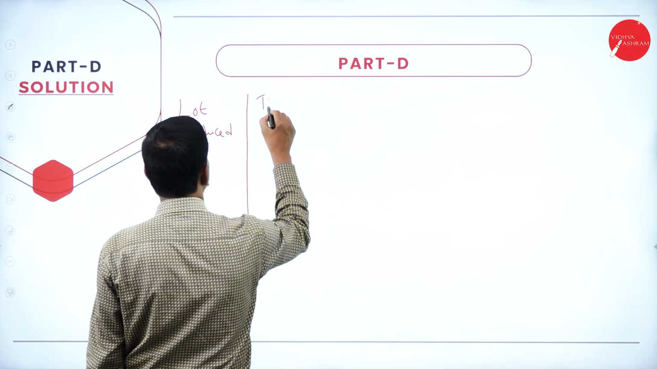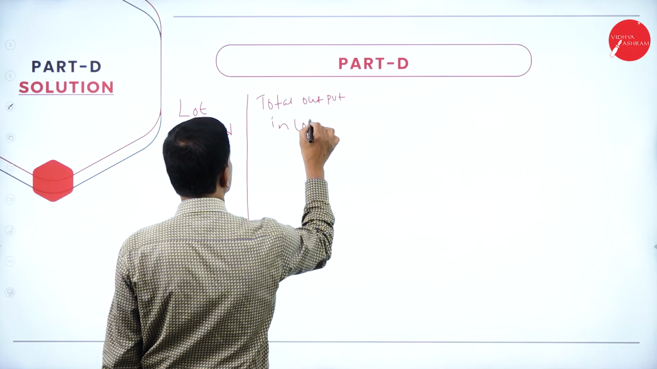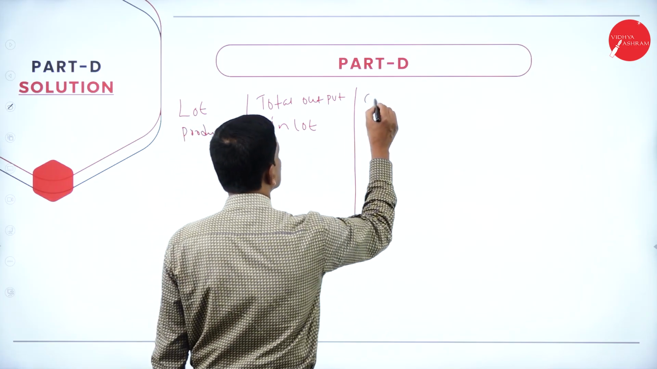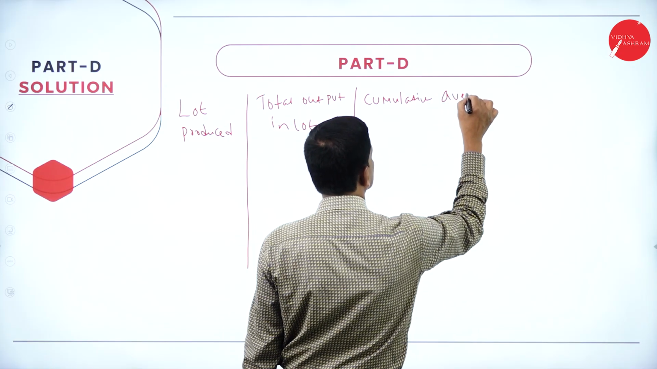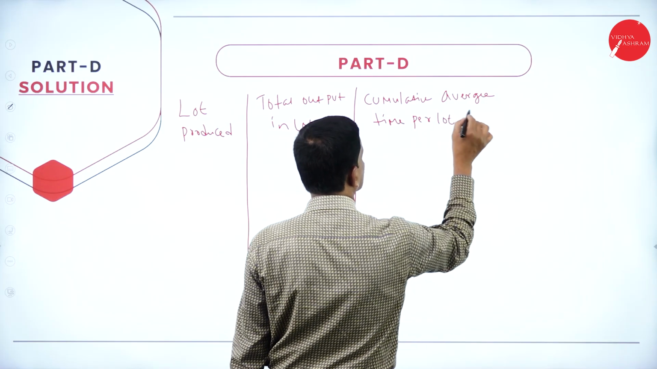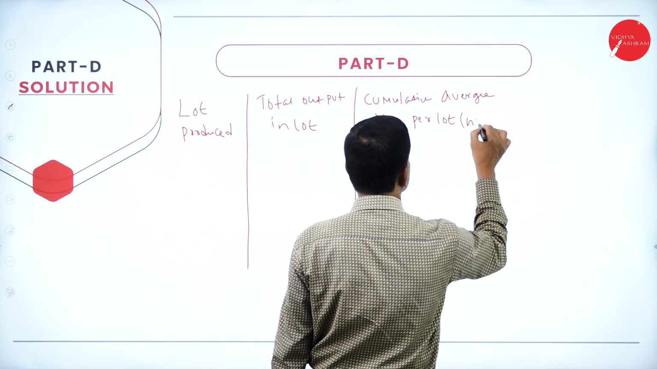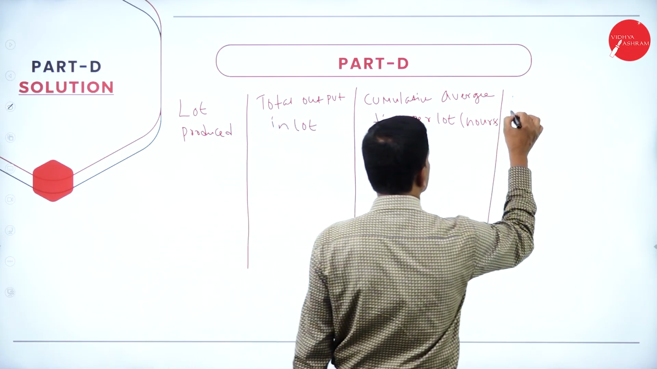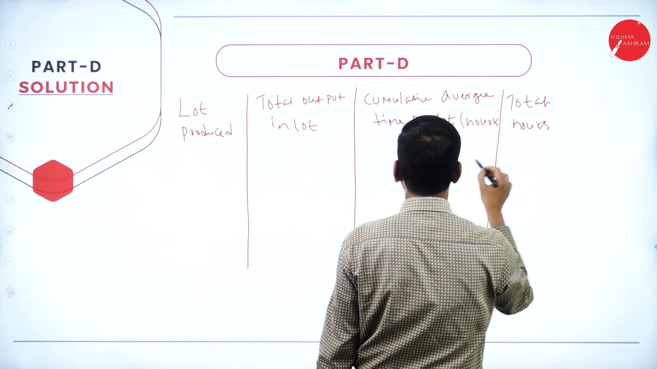total output in lot, now cumulative average time per lot. So this is in terms of hours. And the last one is total hours. That's it.